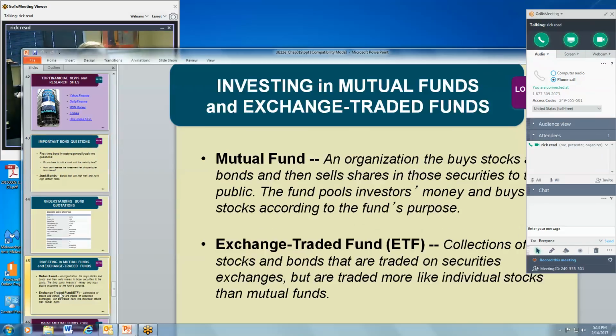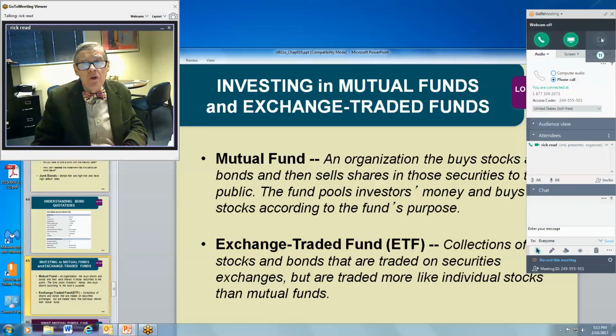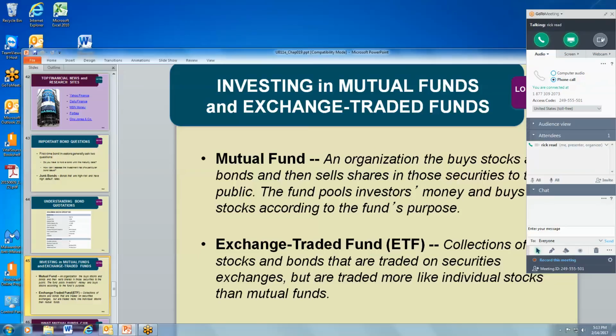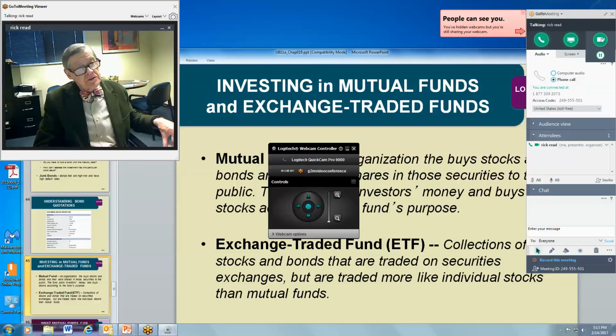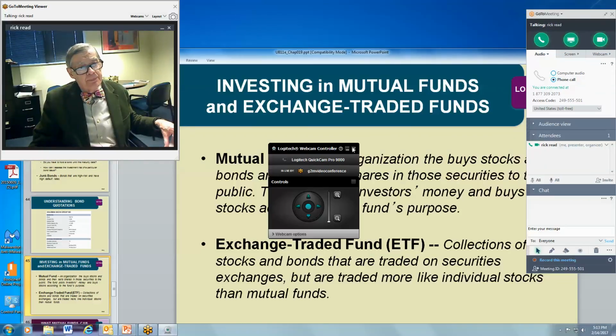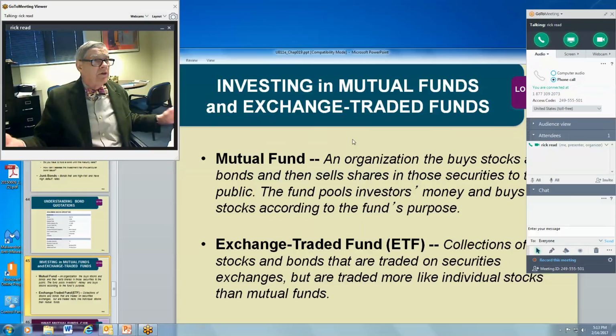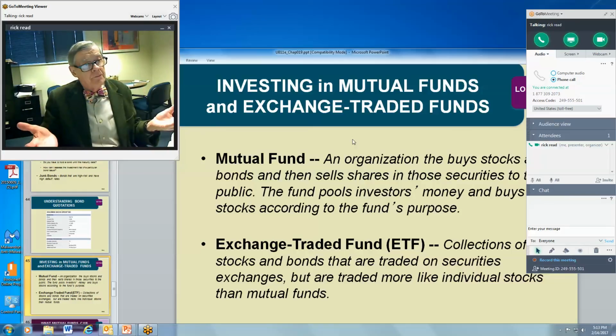Mutual funds are a great way for a first-time investor to get into the stock market. The organization that you work with, a broker, I will tell you one that my wife and I have worked with for many years, is T. Rowe Price. I don't get paid any money for mentioning that, by the way.